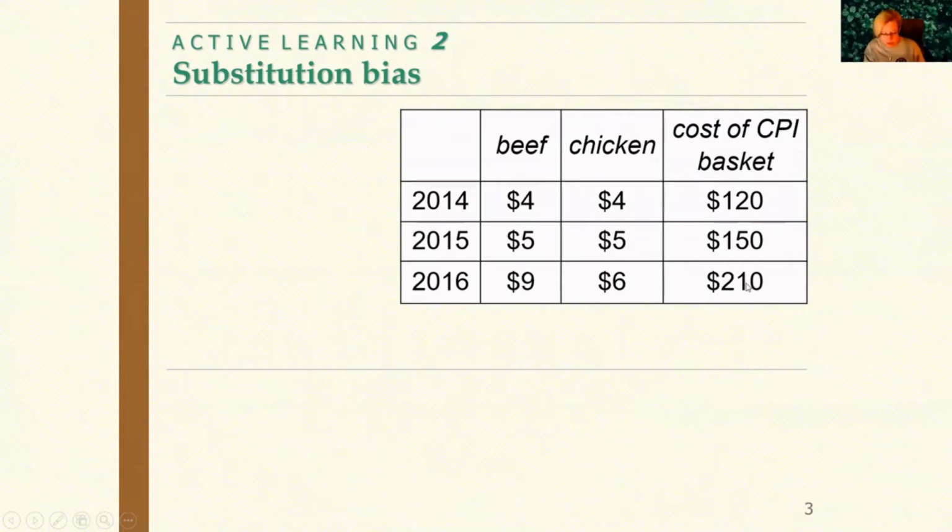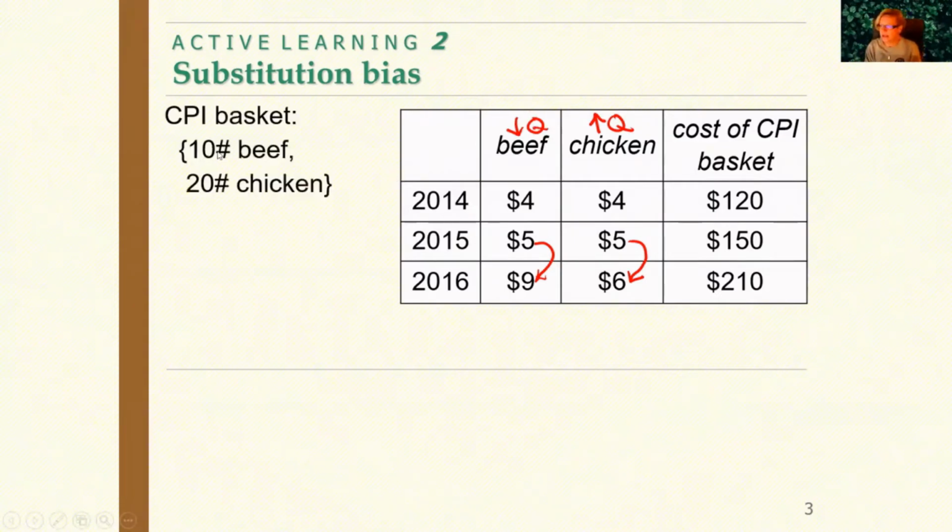So in this particular one, let me grab my pen. Okay, so obviously beef is really increasing a lot between 2015 and 2016. Chicken is not increasing as greatly. So the question is, in 2016, if you're faced with beef at $9 a pound and chicken at $6 a pound, you're going to increase the quantity of chicken that you buy, and you're going to decrease the quantity of beef that you buy. Because of that, we call this the substitution bias.